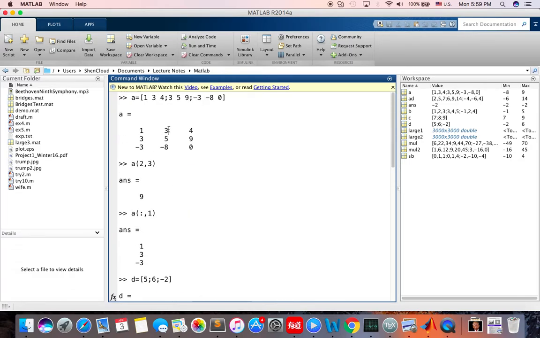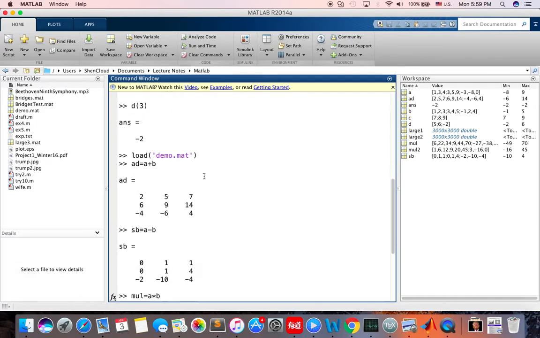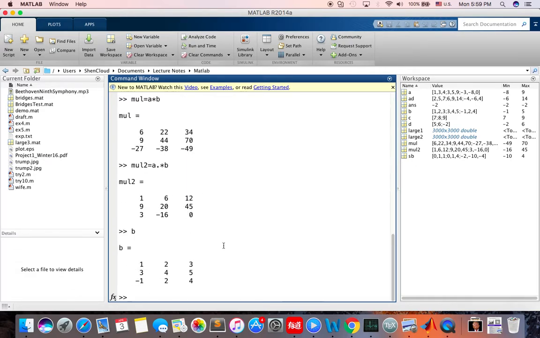in the first row and second column, and also B in the first row, second column. So 3 times 2 equals 6. So that's the difference between the multiplication and the dot multiplication here.